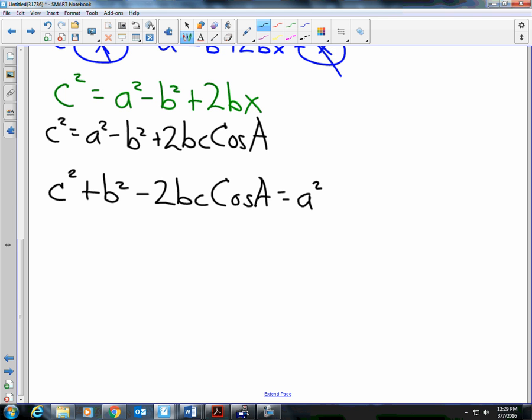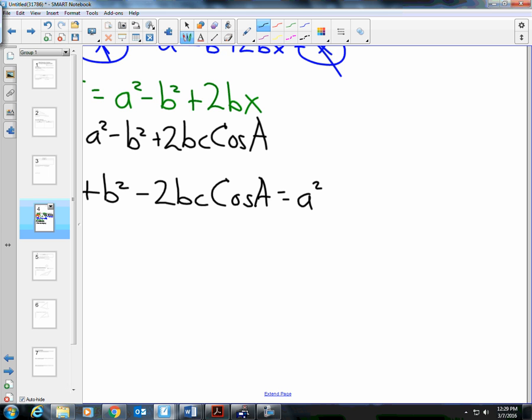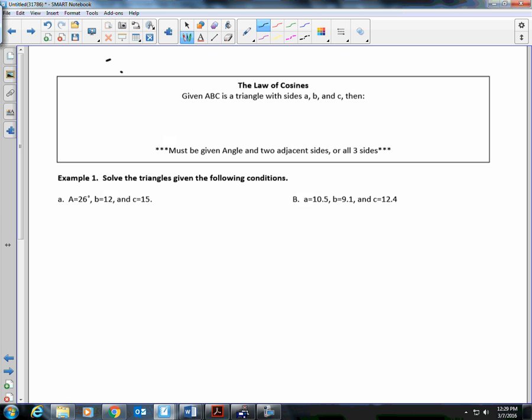And so, again, I don't want you to think that it just comes out of magic and there's no way to derive it. We just did it right here. I'm not going to ask you to do that on the test, but I do want you to see where it comes from. So the law of cosines can be expressed 3 different ways.